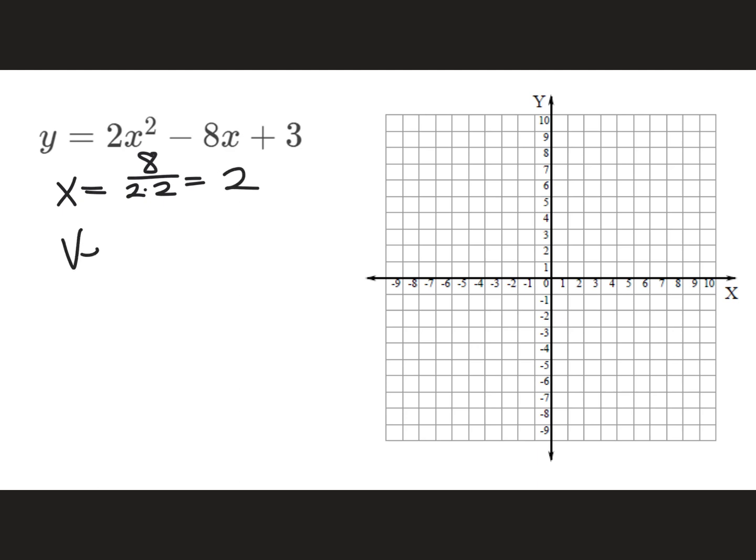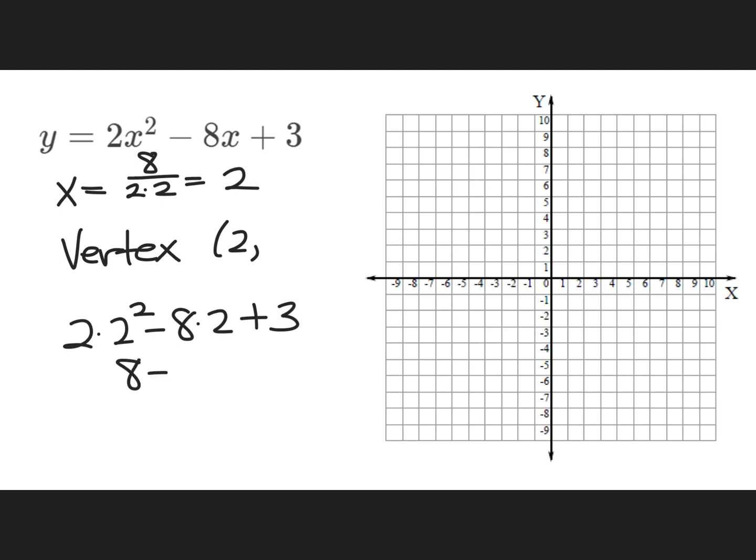So my vertex is going to have a 2, comma. And then I'm going to put the 2 back in there. So 2 times 2 squared minus 8 times 2 plus 3. So 2 times, let's see, 2 squared is 4 times 2 is 8, minus 16 plus 3. Negative 8 plus 3 is a negative 5. So my vertex is 2, negative 5. I'm going to go ahead and do that right here, 2, negative 5. And that is also my line of symmetry.